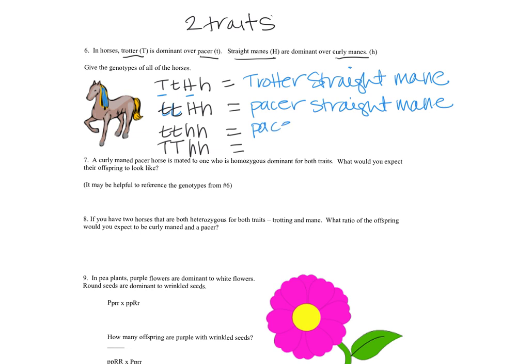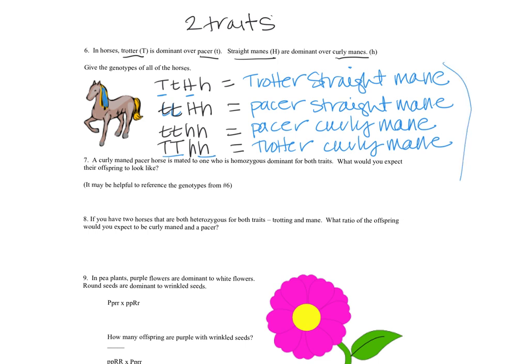Pacer, curly. Right, looking at two different traits, how they run and what their mane looks like. Trotter, curly. Genotype are the genes. Phenotype is what they look like. Phenos and genos. Okay, let's move on.